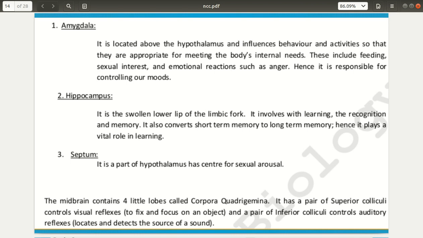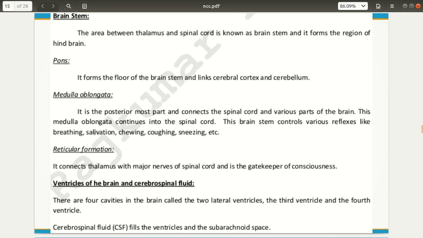Septum is a part of hypothalamus, which has a center for sexual arousal. So the midbrain consists of four little lobes called corpora quadrigemina. It has a pair of superior colliculi, which controls visual reflexes, that is, to fix and focus on an object, and a pair of inferior colliculi, which controls auditory reflexes, which locates and detects the source of a sound.